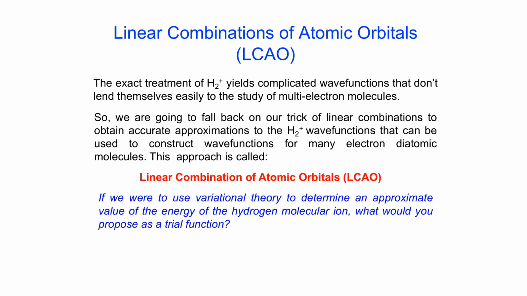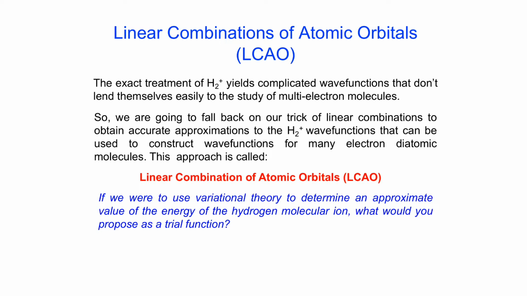So what we'll do is fall back on our trick of linear combinations to obtain accurate approximations to the hydrogen molecular ion wave functions that can be used to construct wave functions for many-electron diatomic molecules that we might be interested in. This is called linear combination of atomic orbitals, abbreviated LCAO. This is a very common approach to coming up with sample wave functions for more complex systems.